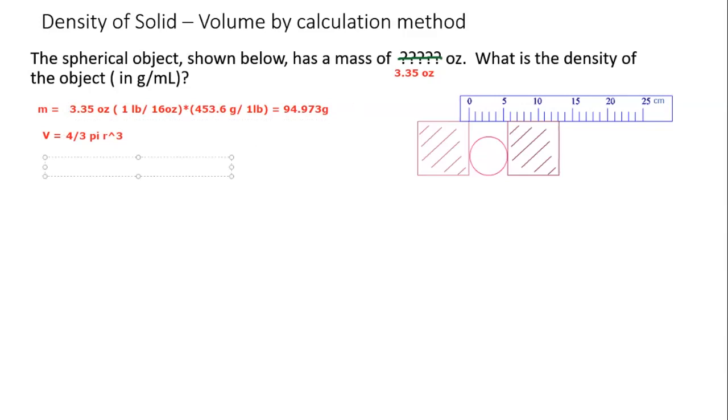So what is r? r we don't know. But from the measurement, we know that the diameter of the sphere is 5.7 centimeters. So if we know the diameter, we can determine the radius, which is 5.7 divided by 2, 2.85 centimeters. So now we can determine the volume.